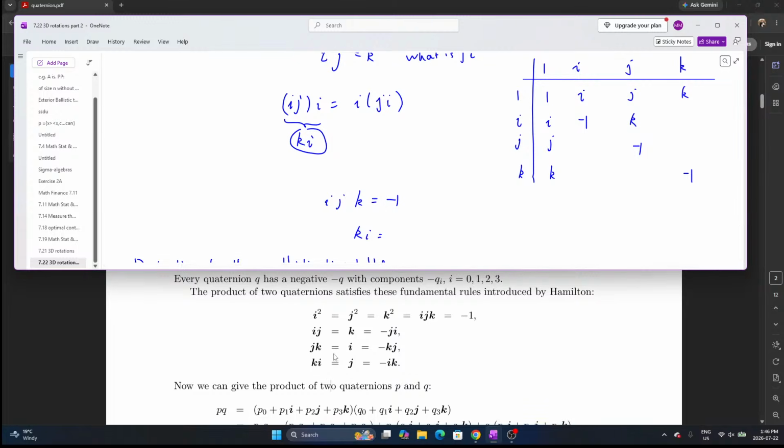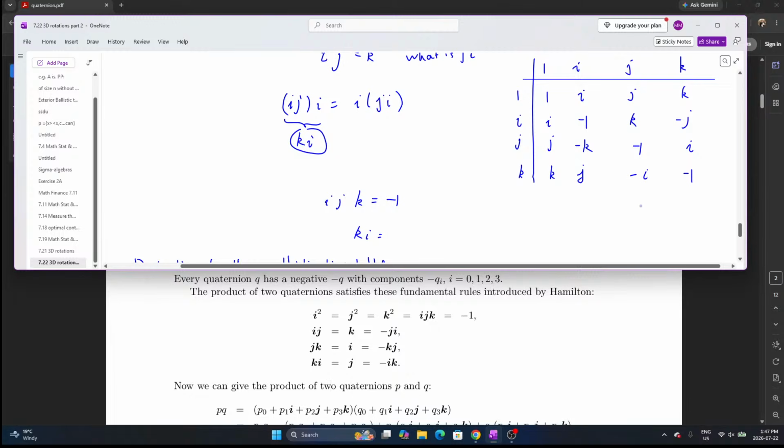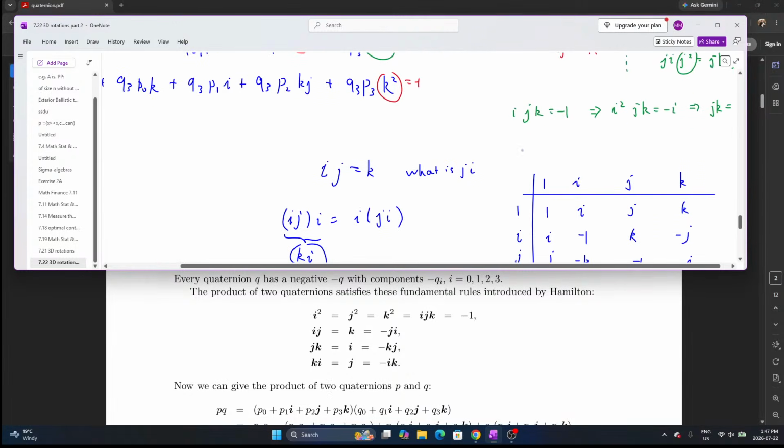So we put the table down here. ij is k, jk is i, and ki is j. And then you just use antisymmetry. There's a minus k here, minus j here, and minus i here. So that's the multiplication table.